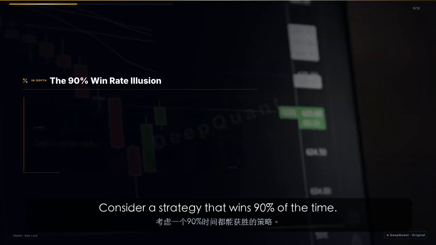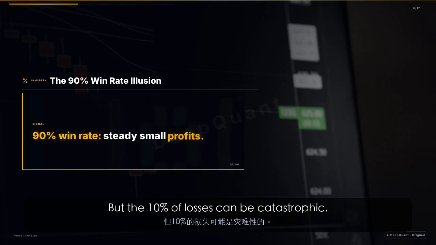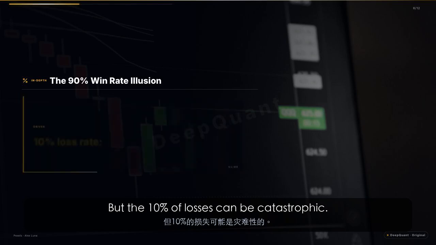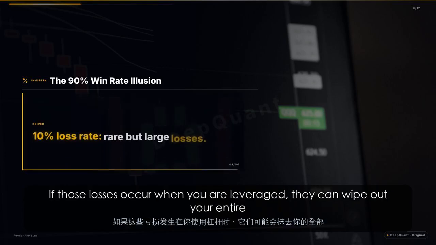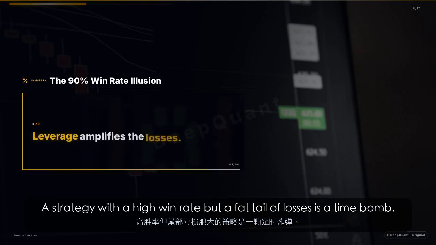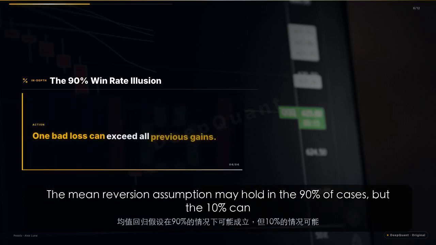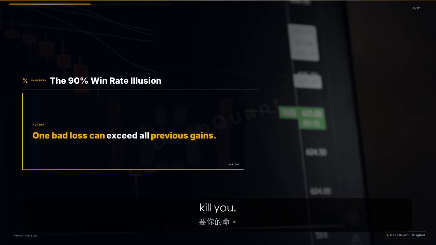Consider a strategy that wins 90% of the time. It sounds excellent. But the 10% of losses can be catastrophic. If those losses occur when you are leveraged, they can wipe out your entire account. This is the risk of ruin. A strategy with a high win rate but a fat tail of losses is a time bomb. The mean reversion assumption may hold in the 90% of cases, but the 10% can kill you.